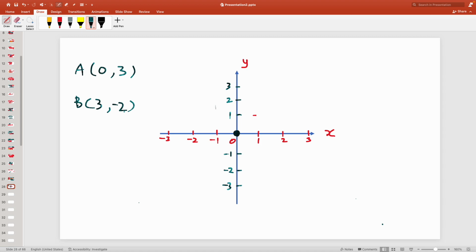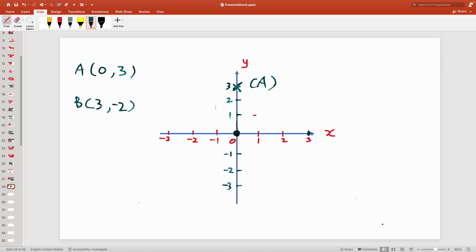Give your finger a touch. Where's 0? You touch with your finger, it is better. Then where's the 3? So 0 and 3 is here. So this is your A. Where's your B? 3 and -2. Where's your 3 first? This 3 is X3 or Y3? X. Okay, put your finger there. Mark it.